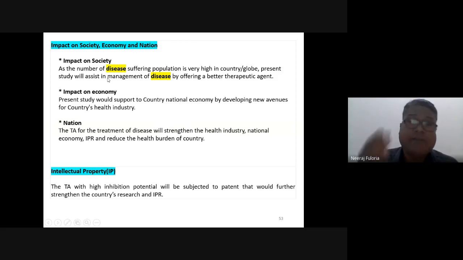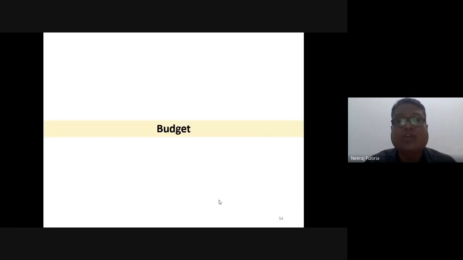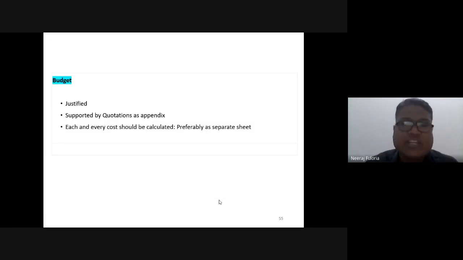Impact on economy: when you are reducing the health burden of the nation, definitely it benefits the economy. You are giving low price medicine, you are commercializing, you are patenting, so it will be a benefit for the country. You are improving the economy, likewise the IPR, and totally reducing the health burden of the country. So all these are the outcomes: novel theory, publication, impact on society and all. Then intellectual property right, as I told, is the patenting and commercialization. Then we go to the budget, the most important part of any research project.